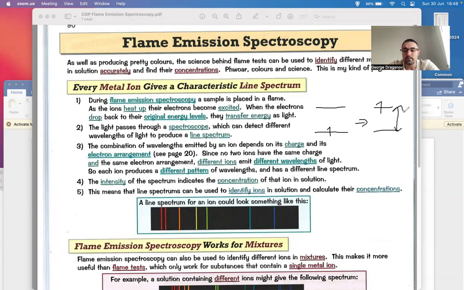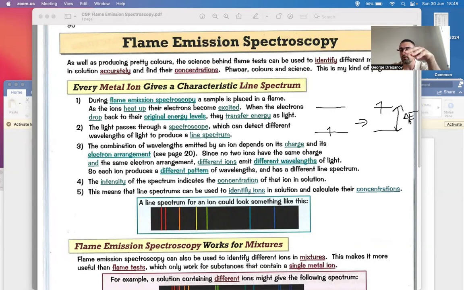Now that energy will be dependent on this gap. And each metal ion will have a different energy gap. So once again, the process is three steps. Ions get excited by the heat and they promote to a higher energy level. They then relax back down and they transfer energy as light. They emit light, which matches a particular wavelength depending on the energy gap.